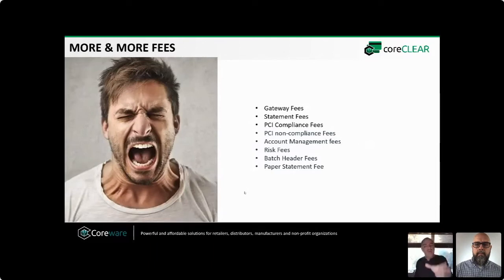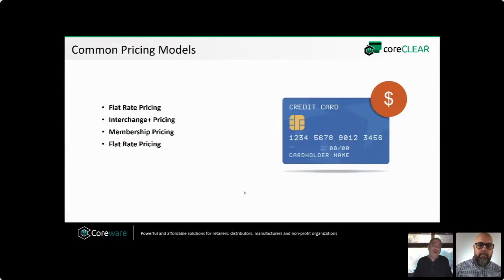But you've got all of these different fees here. So, even though you might say, hey, I got this great rate, but at the end of the day, your statement will have a lot of other fees typically that are associated with transacting that business.